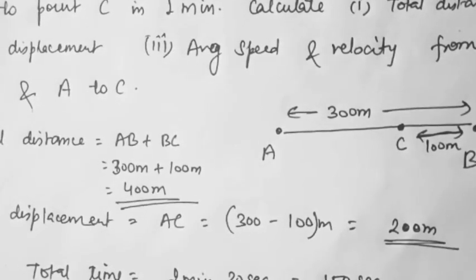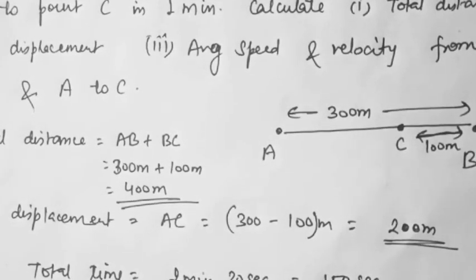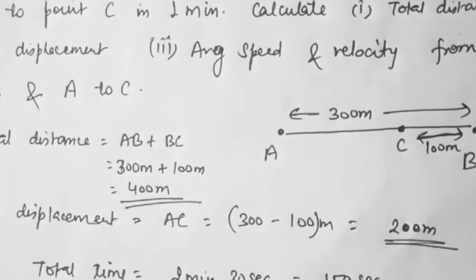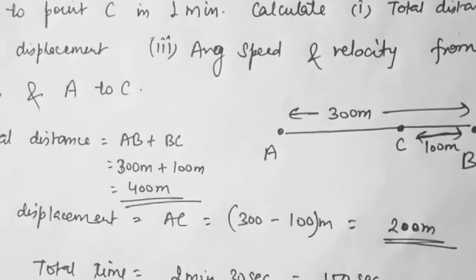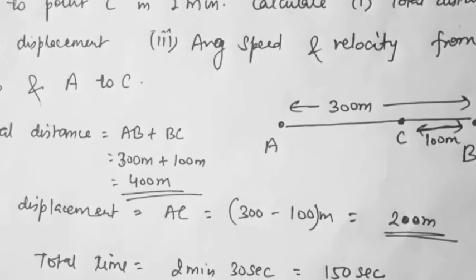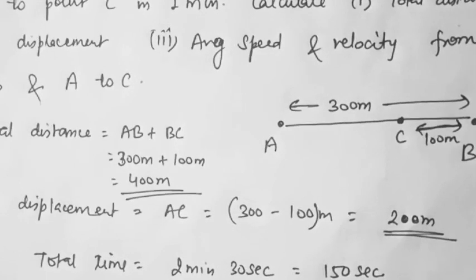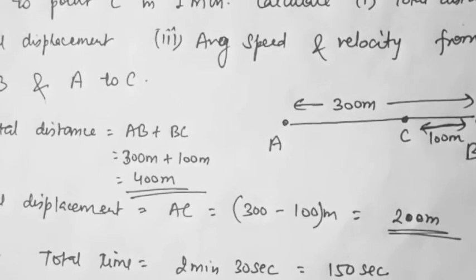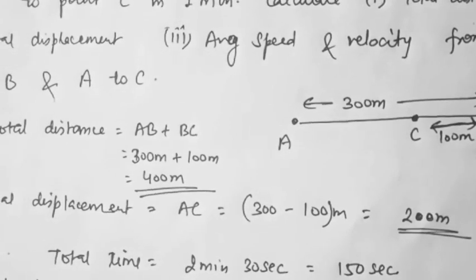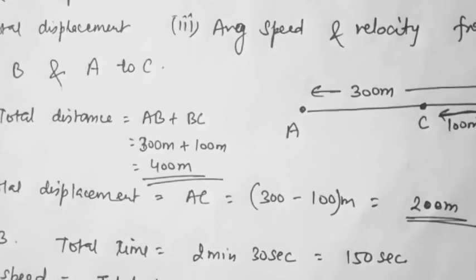Whereas in case of displacement, what is displacement? The shortest distance between 2 points. So the initial position was A and the final position is C. If we join A to C, it will give us displacement. So what is AC? AC is basically AB minus BC. AB is 300 meter and BC is 100 meters. So the displacement comes 300 minus 100, that is equal to 200 meter.